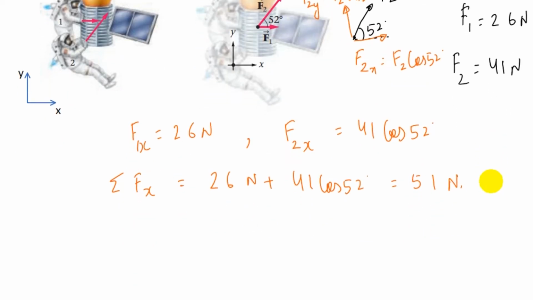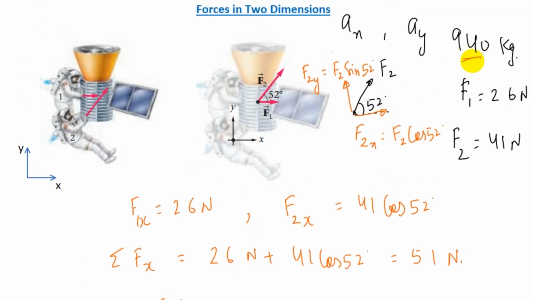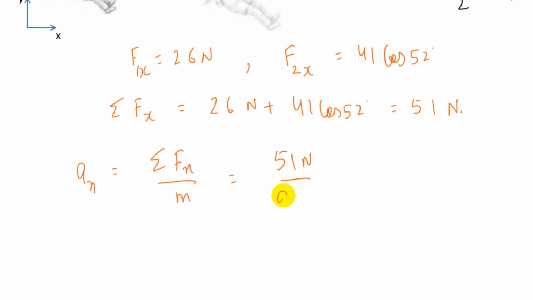Now according to Newton's second law of motion, the acceleration in the x direction would be sigma Fx divided by the mass of the body. Sigma Fx we have 51 Newton, and the mass of the satellite is 940 kg. On solving, we'll get the acceleration of the satellite along the x direction to be 0.054 meter per second squared.